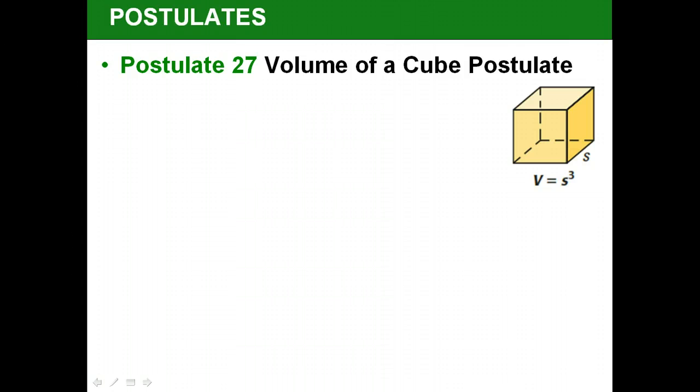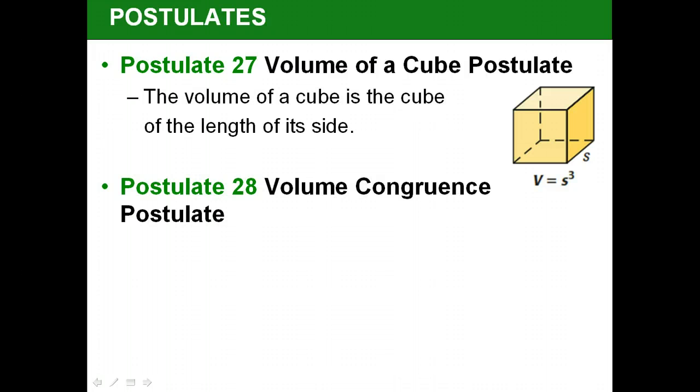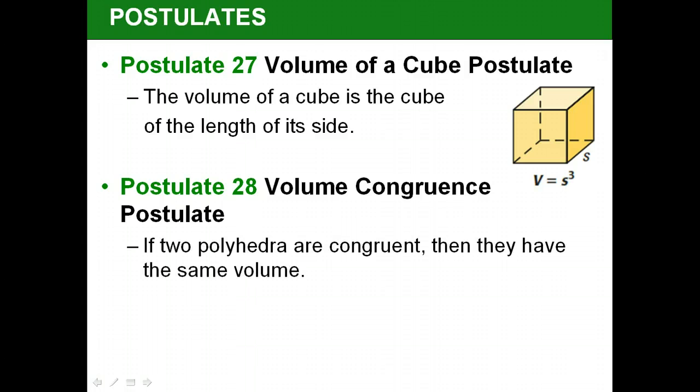We'll start with a postulate that says that the volume of a cube is the length of one of the sides that has been cubed. Remember, a cube is a regular polyhedron, so all of the sides are congruent squares, and so the length of the edge for each edge is the same. So if I find the area of the base and multiply it times the height, then what I get is s cubed. The volume congruence postulate says that if two polyhedra are congruent, then they have the same volume.